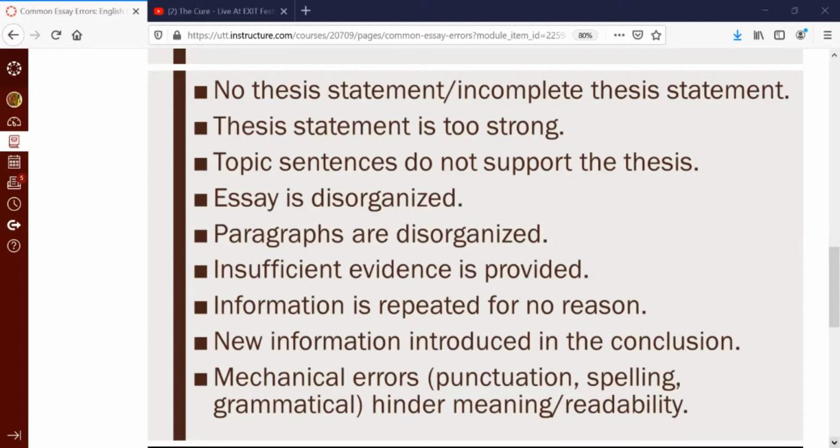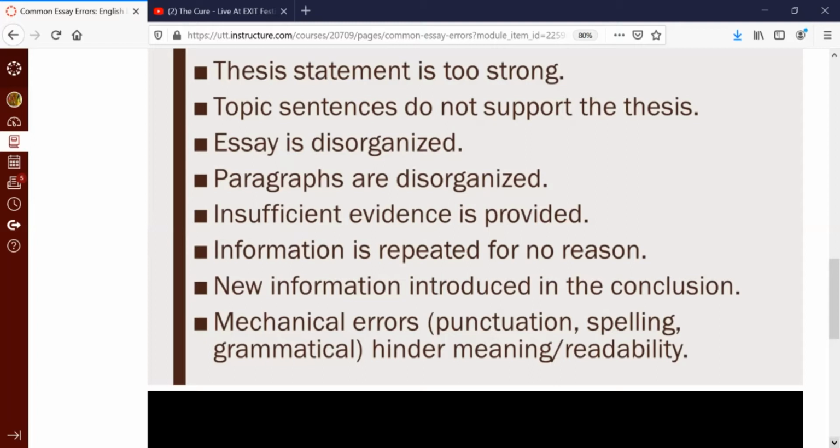New information is introduced in the conclusion. Is the conclusion there for a reason? The conclusion sums up your entire paragraph. If the information is so important, why is it not in the body of your paragraph, of your essay? All important information should be in the body of your essay. This again suggests that you've planned out your essay, you know what your main point is, you know where you're trying to go. So do not include new information in your conclusion.